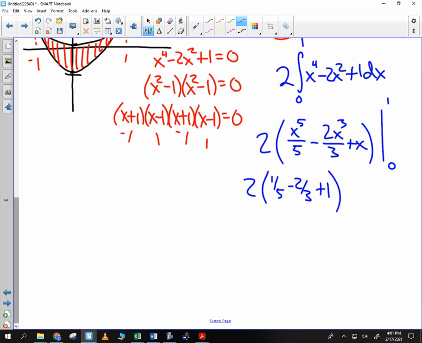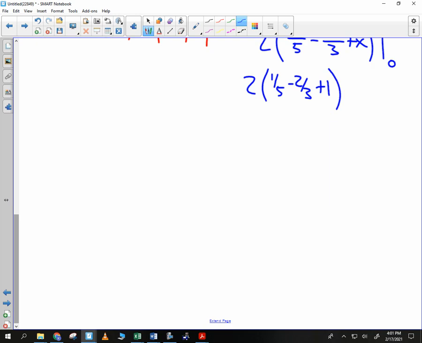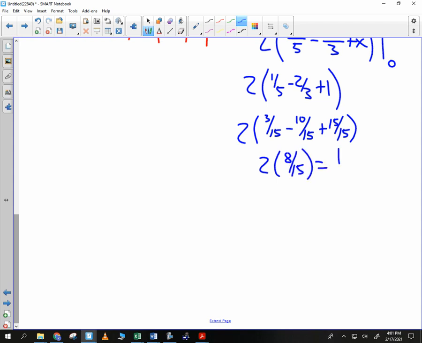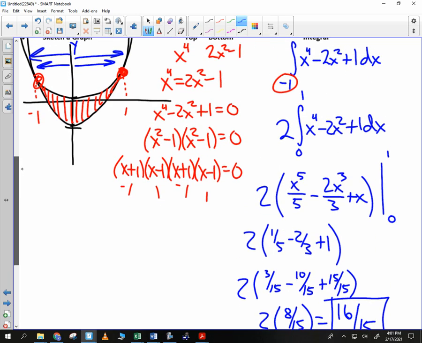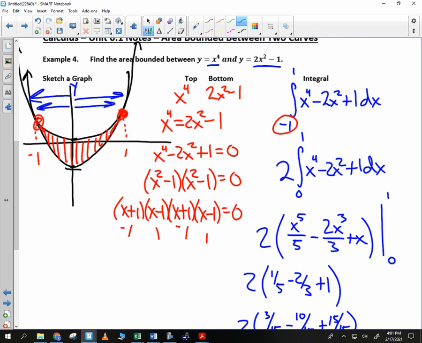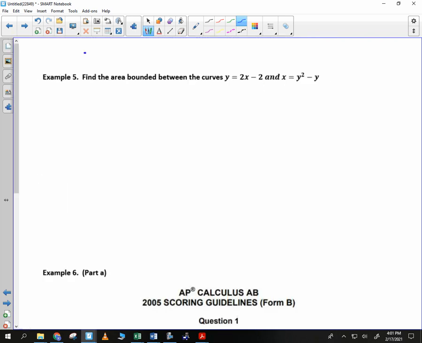Well, if you plug in 0, you get 0. In this situation, if you find common denominators, we'll have 2 times, let's see, it'll be 3/15 minus, that'll be 10/15, plus 15/15. So 3 minus 10 is negative 7. Negative 7 plus 15 is 8. So 2 times 8/15, which is 16/15. And that's that exact area bounded between those two functions. It's super cool problems. Now we get to our last one.